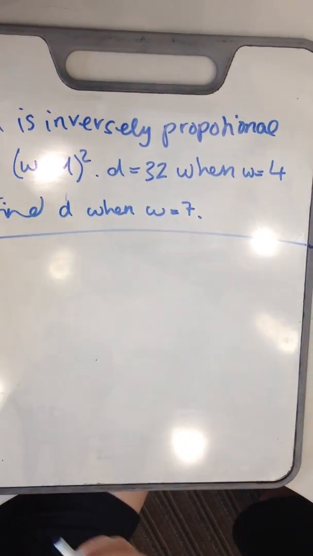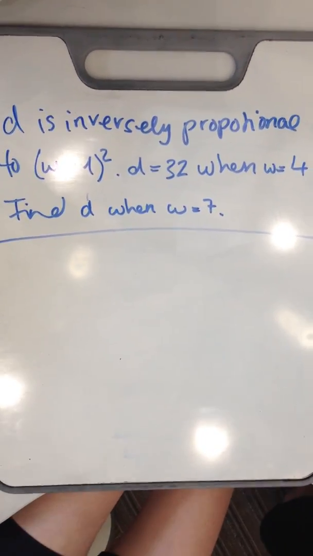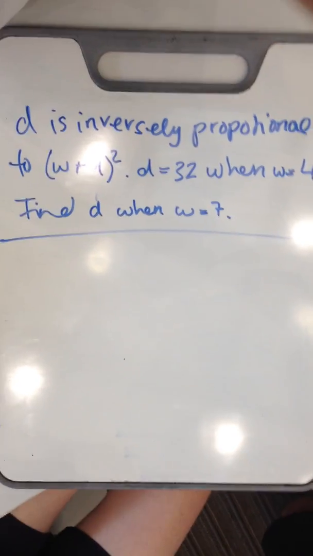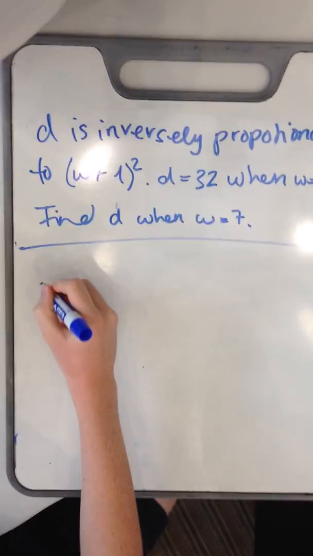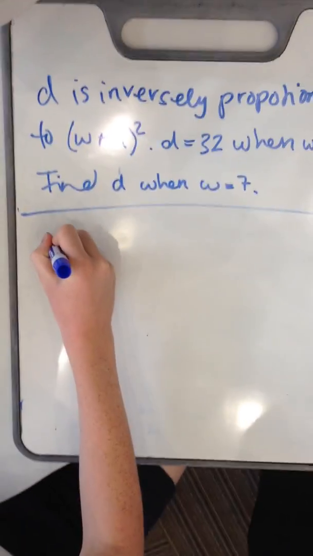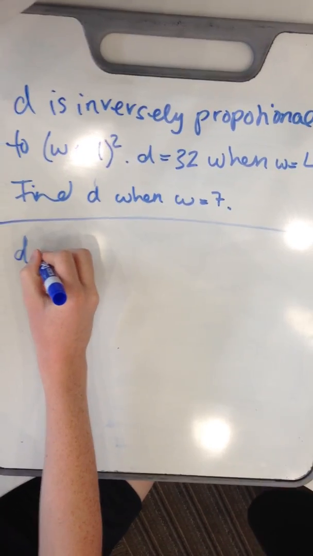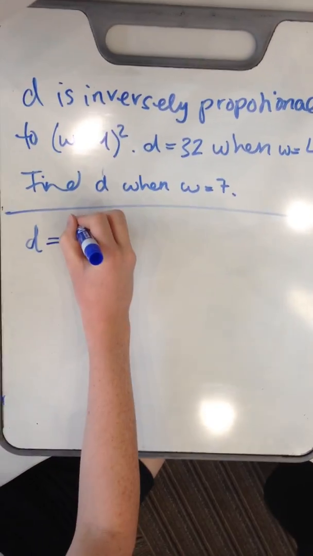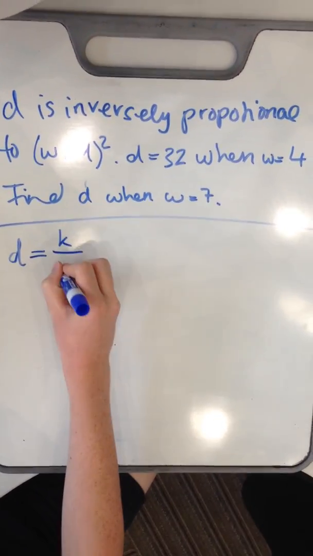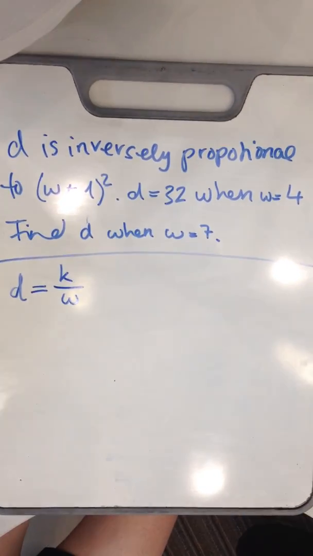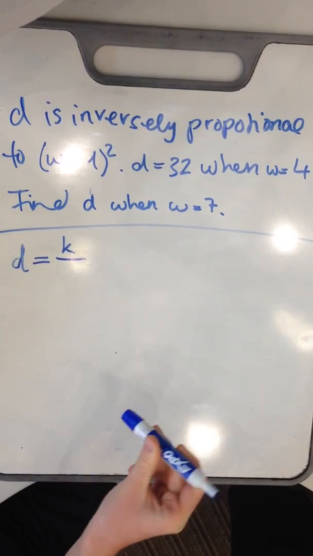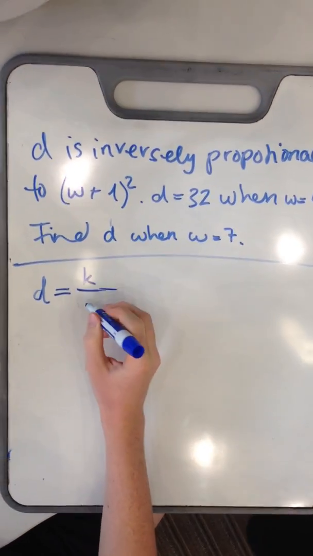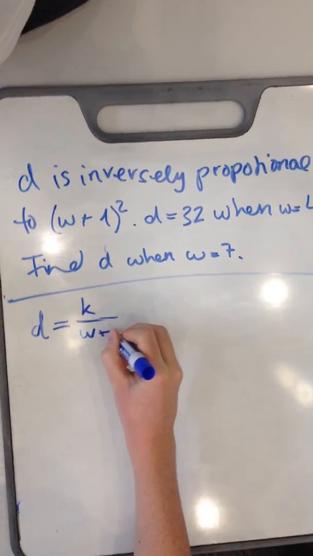Now this is interesting because normally you'll be dealing with Y's and X's in inverse proportionality, but instead D is going to be the replacement for Y and W is going to be the replacement for X. So now the unusual equation that you will deal with is Y equals K over X, but in this case it's actually going to be D equals K over W. But since it's not just W, it's W plus 1 squared, then that is what it's going to be. D equals K over W plus 1 squared.